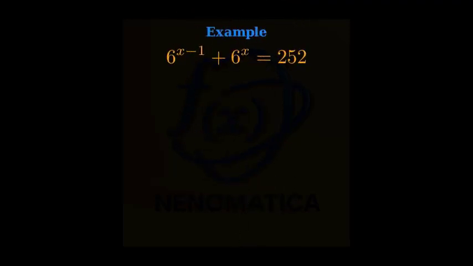Let's look at our example problem. Solve the exponential equation 6 raised to the power of x minus 1 plus 6 raised to the power of x equals 252. In our first step, we'll rewrite 6 to the power of x minus 1 as a product. Notice that 6 to the power of x minus 1 can be written as 6 to the power of x times 6 to the power of negative 1.